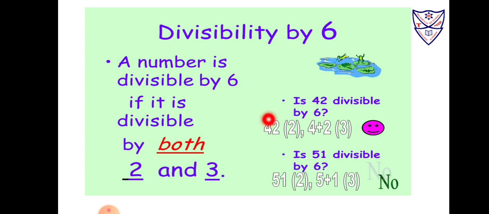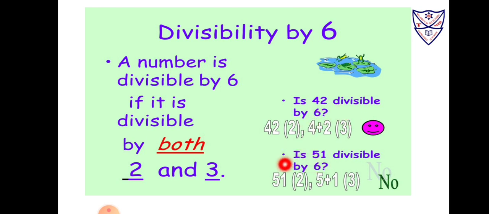Let's see. Is 42 divisible by 2? Yes, because the last digit is an even number. Is 42 divisible by 3? Yes, because 4 plus 2 is 6, which is a multiple of 3. So it is divisible by 2 and 3 both. Hence, 42 is divisible by 6.